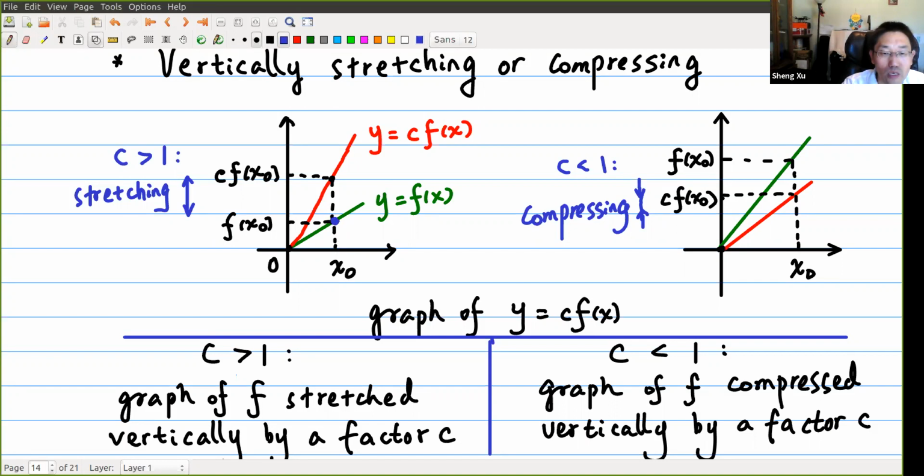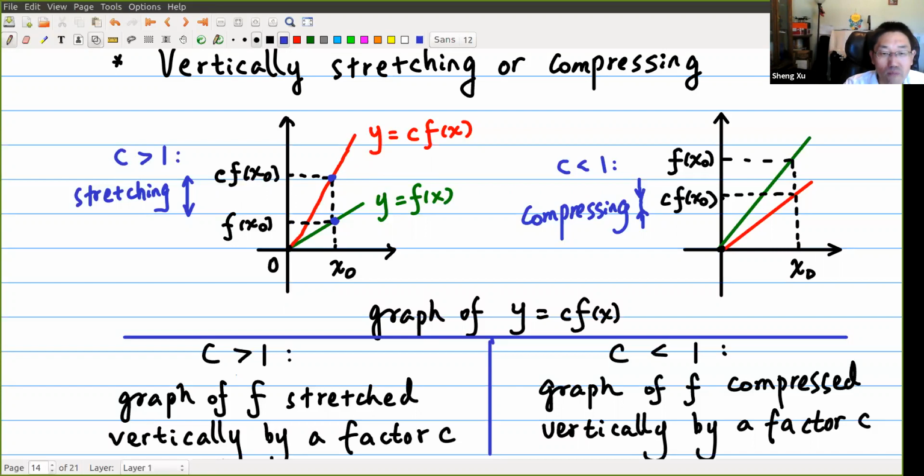Now, if you look at this red function, what's its value at x naught? It's c times f(x naught). So you see, this point here is moved, distorted, to this point here, c times f(x naught). So it's amplified. The y value is amplified by c. That's called a stretching. Similarly, this guy is stretched to this point.